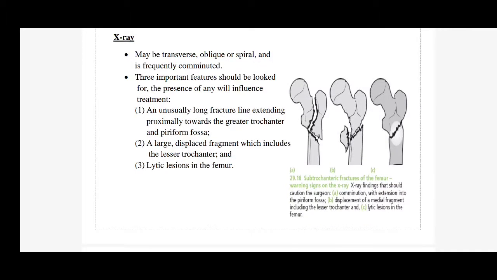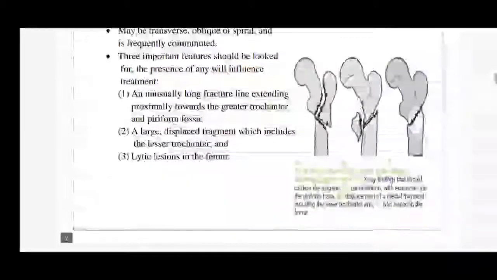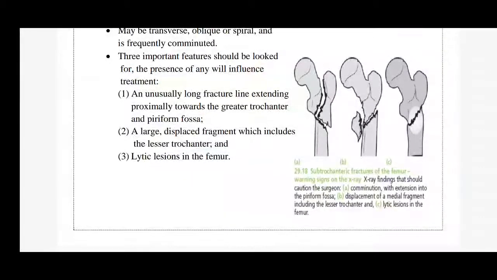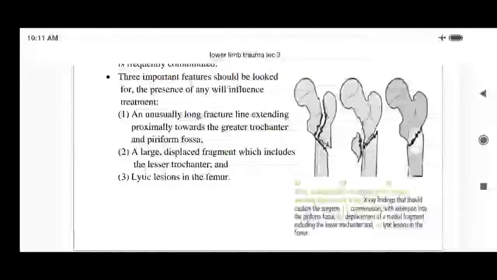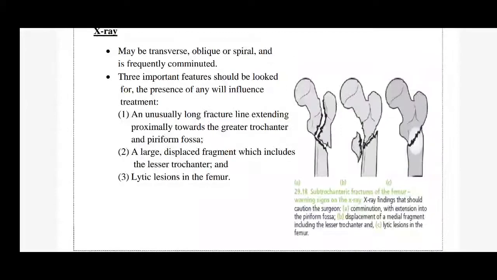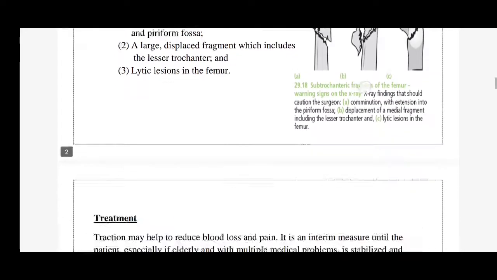And we should search for any lytic lesion. As we know, the subtrochanteric area is a settle site for metastasis. So a pathological fracture should be excluded. So any piriformis extension or lesser trochanter or medial comminution, especially extending into the calcar femorale, and if there is any subtrochanteric lytic lesion, it should be excluded.